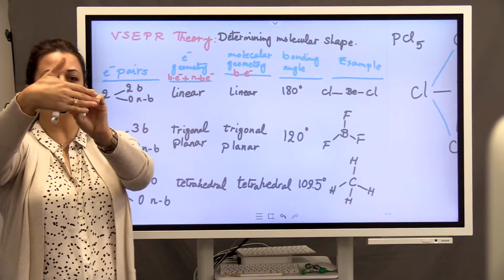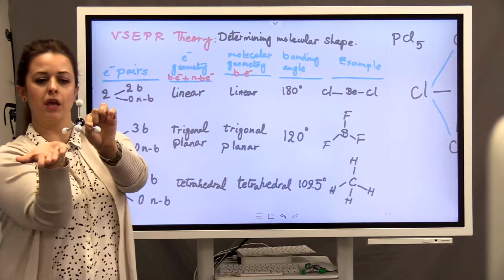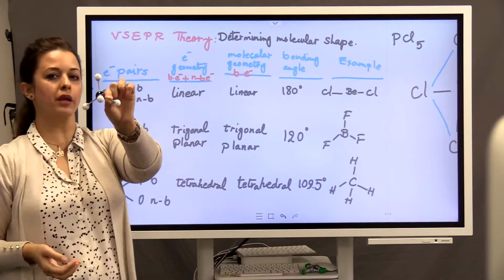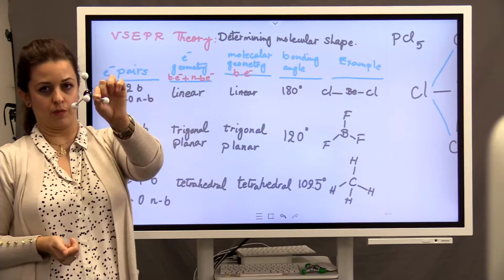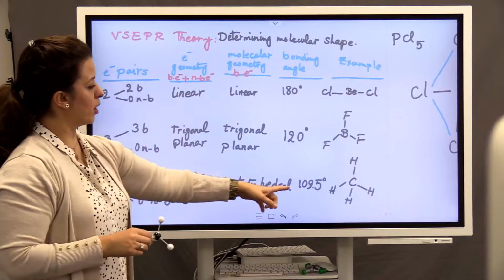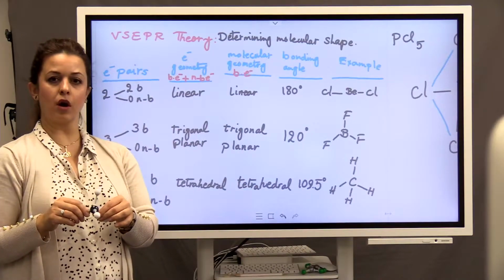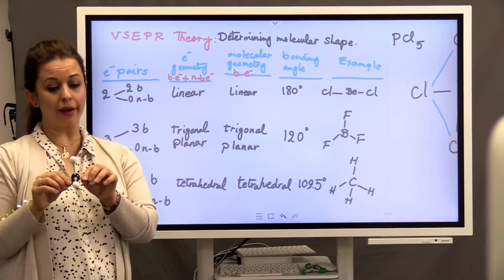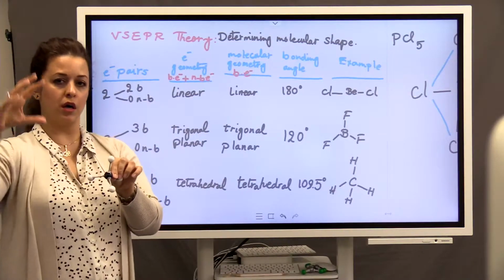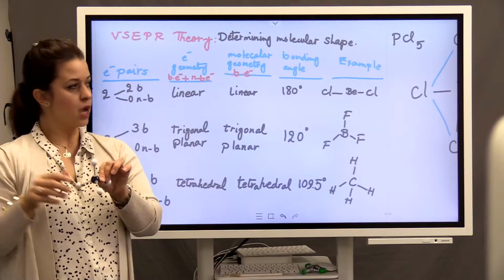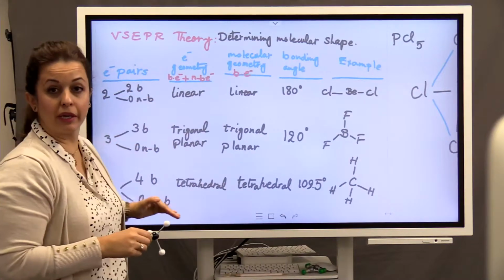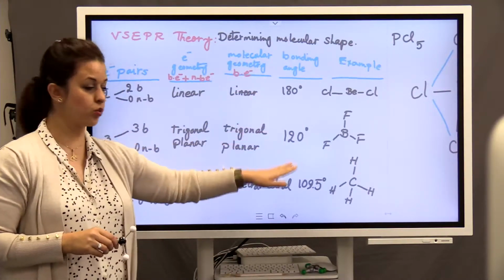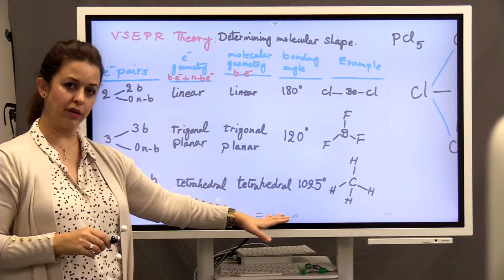1, 2, 3 towards me, and the 4th one on the bottom of the molecule. So 4 sides for this molecule is called tetrahedral. And for a tetrahedral molecule, the bonding angles are 109.5. So the bonding angles are not 90 degrees. Why not? Because 90 degrees creates too much repulsion. So you see, by increasing the number of electron pairs, the bonding angle decreases from 180 to 120 to 109.5.